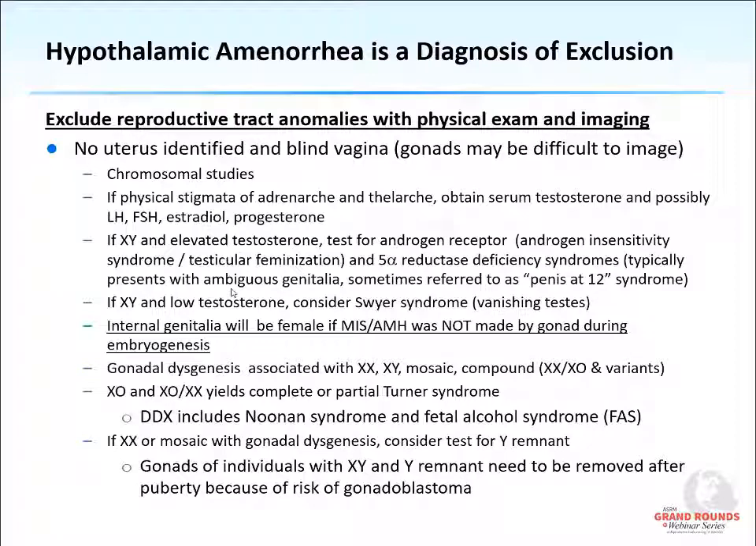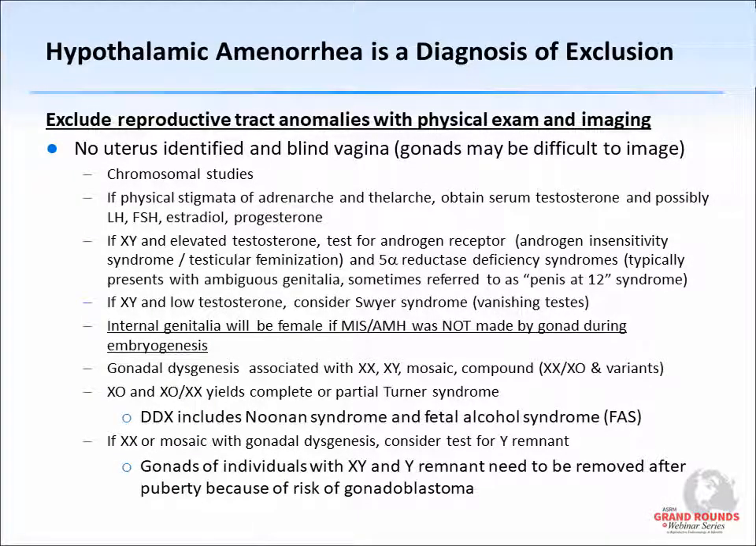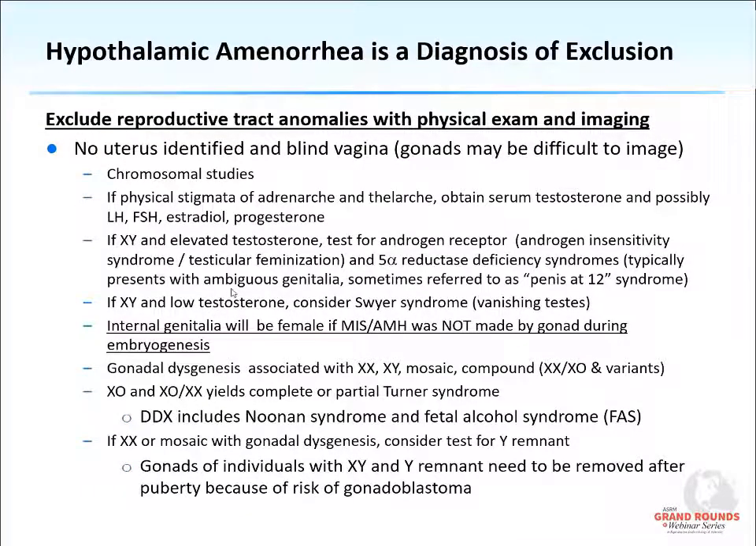Internal genitalia will be female if MIS and AMH were not elaborated during embryogenesis, and it's important to understand that point for understanding what's often termed Swyer syndrome. And of course, you've got XO and XO-XX mosaics to think about, as well as differential diagnosis of Noonan syndrome, which is a different deletion of the part of the X chromosome. And individuals with XX or mosaic gonadal dysgenesis need to be tested for the Y remnant, because if they do have a gonad, it needs to be removed after puberty because of the risk of gonadoblastoma.